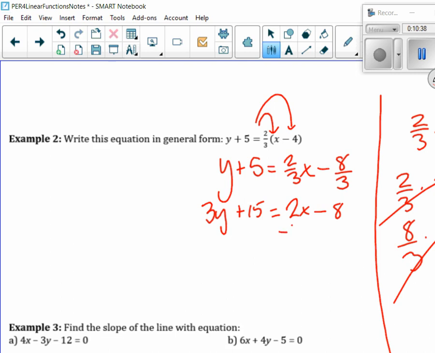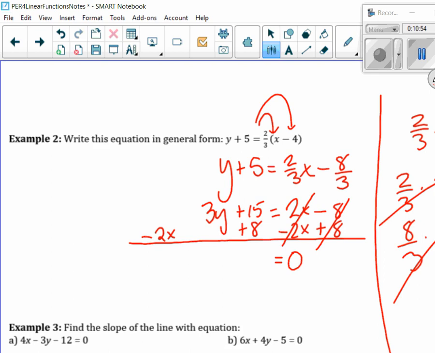Yes, we're going to subtract 2x and do what else? Add 8. And I'm going to put the add 8 under the 15. Does anybody know why I'm doing that? They're like terms, yeah. Okay, so those cancel, and I'm getting 0 on that side. So then I get minus 2x plus 3y plus 23 equals 0. Am I good to stop here?